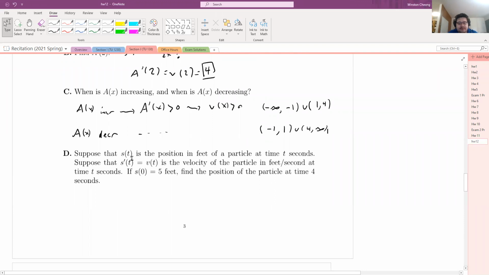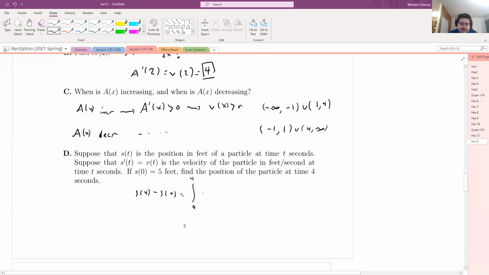Now for D, suppose that S is the position of a particle, S prime is v. If S of 0 is 5, find the position at time 4. So find S of 4. Well, the thing that would relate S of 4 and S of 0 to each other would be this kind of calculation. It would be FTC Part 2.